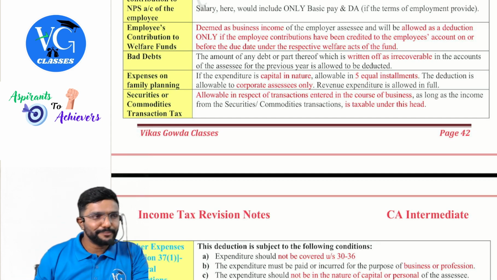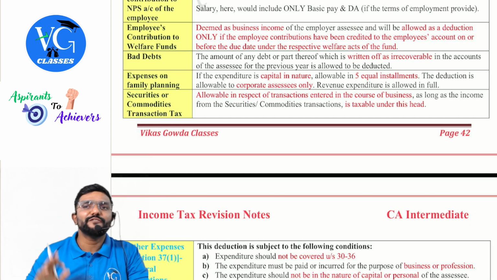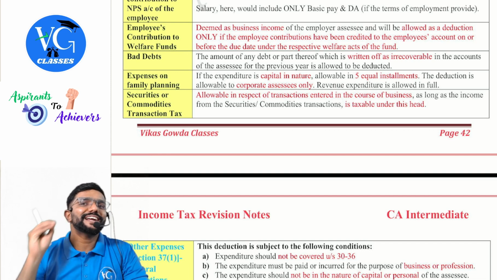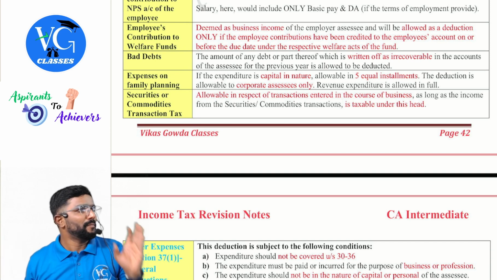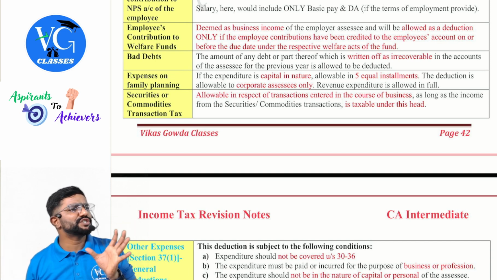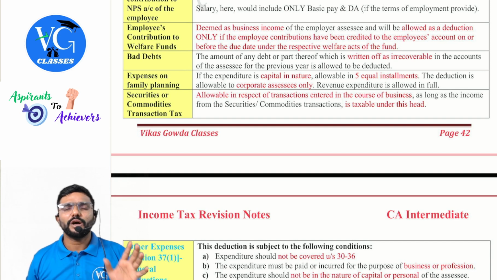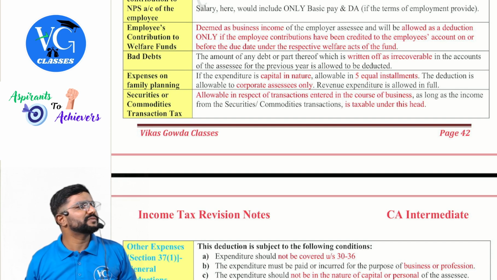Next, bad debts. Bad debts written off in the books of accounts is allowed as deduction. Sir, what about the provision for bad and doubtful debts? Not allowed. It is allowed only for banks and financial institutions, but with some restrictions, which you need not worry about. So normally provision for bad and doubtful debts will not be allowed.